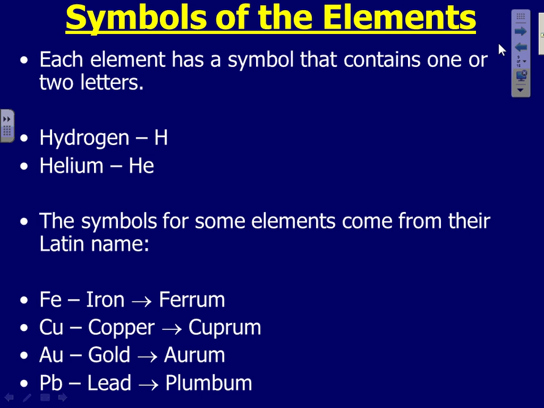Some of the funny ones come from their Latin names. That's why they have goofy symbols that don't make any sense. Iron is Fe. It comes from the Latin name ferrum. All right?